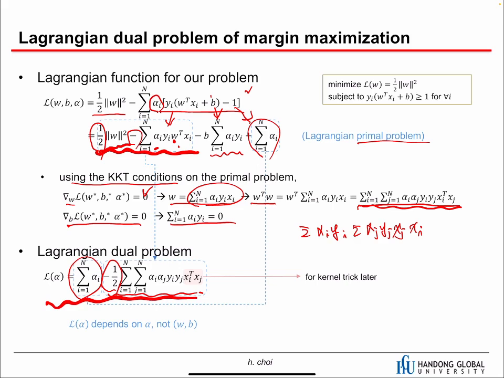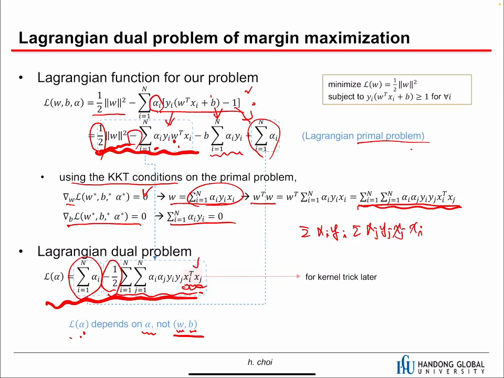Okay, so look at this one. This function depends on alpha, not w, not b. Originally, w and b are the parameters in the primal problem. But in the Lagrangian dual problem, now we have alpha. It was a Lagrangian multiplier here, but now it is our parameter, not w and b. Okay, and then as you can see here, we're going to use a kernel trick for this one later. So just keep this in mind.